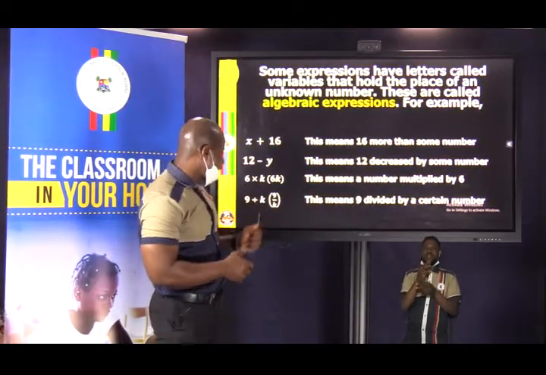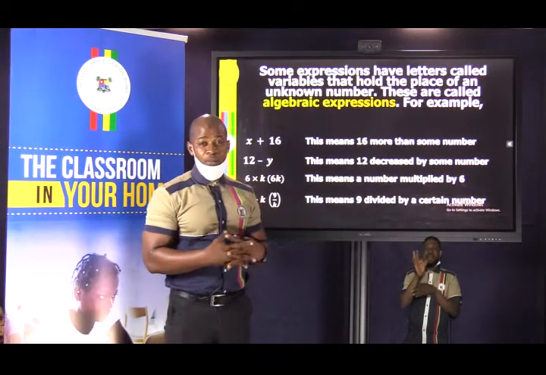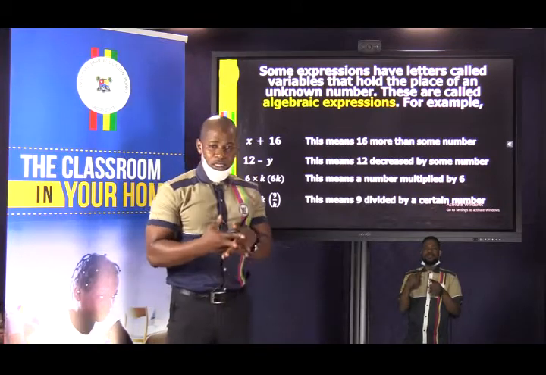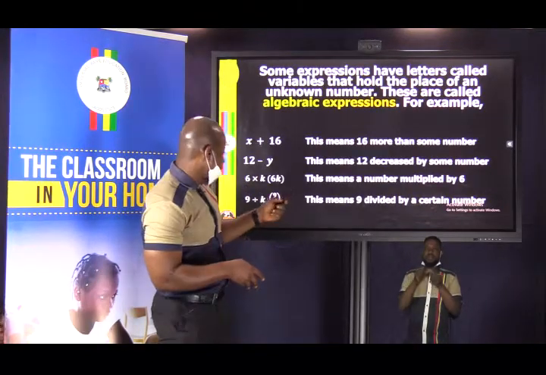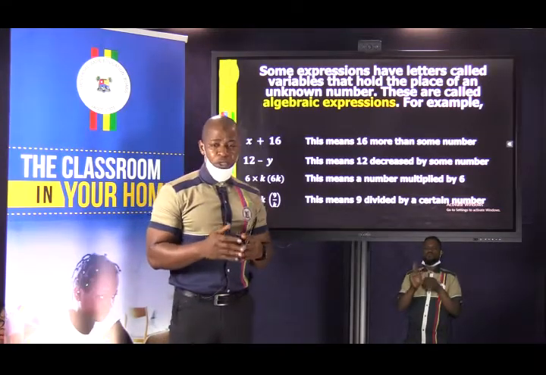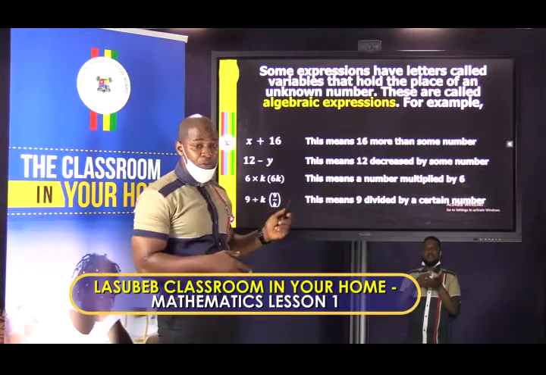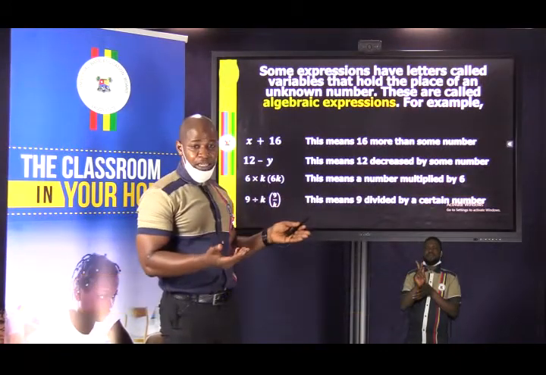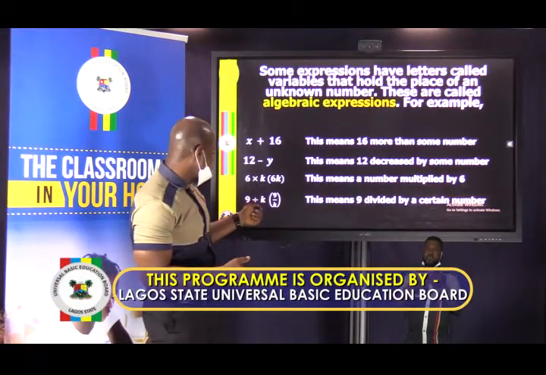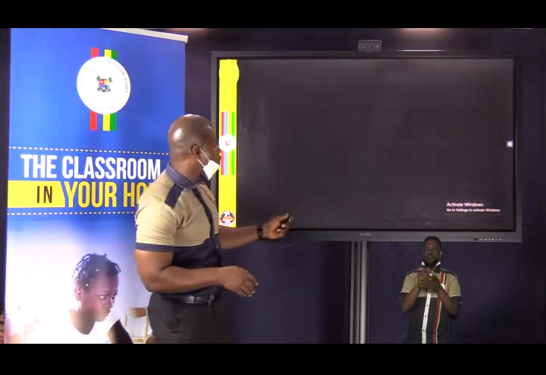Also, 9 divided by k. That means I want to divide 9 by a number that I do not know yet, but would know it in the course of the lesson. But in the meantime, we don't usually use the multiplication symbol in algebra. 6 times k will be written as 6k. 2 times a will be written as 2a, and so on like that. And 9 divided by k will be written as 9 all over k. So keep that in mind as we proceed.